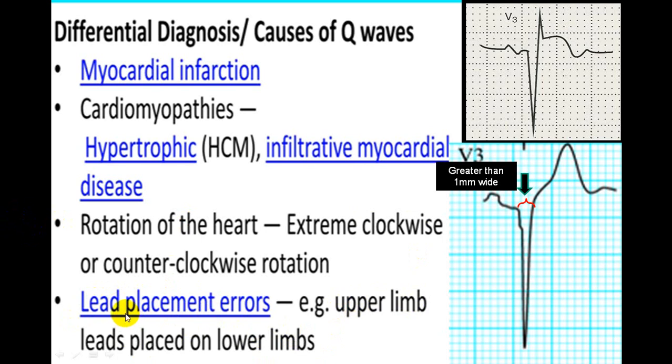Always, before you label a pathological Q wave, you must try to rule out a lead placement error, because if by mistake you attach the upper limb leads to the lower limb and the lower limb leads to the upper limb, you may demonstrate an opposite type. So you will demonstrate a deep Q wave instead of an R wave. So try to remember that. In that case, you might get a deep Q wave.